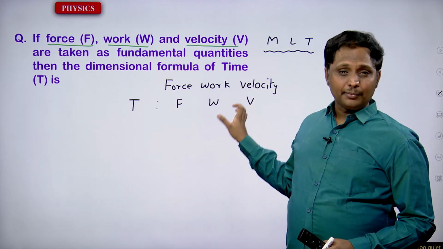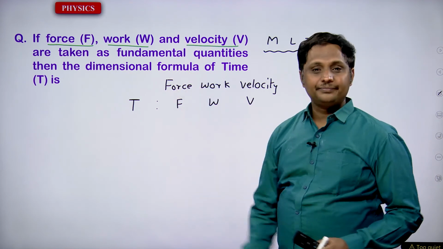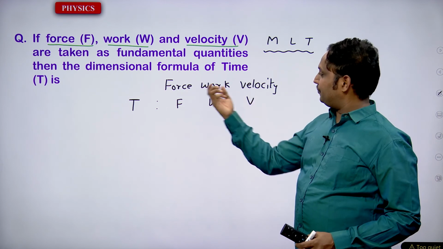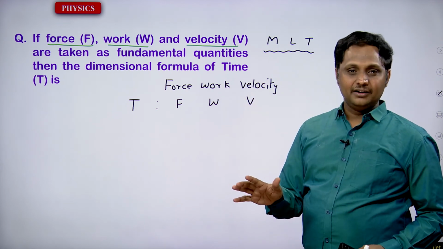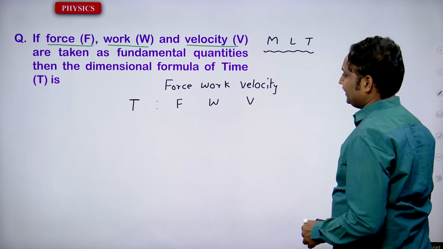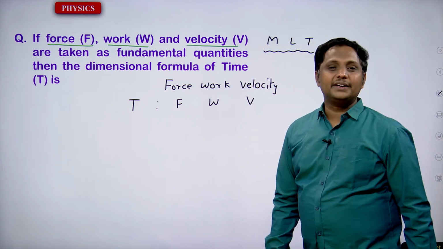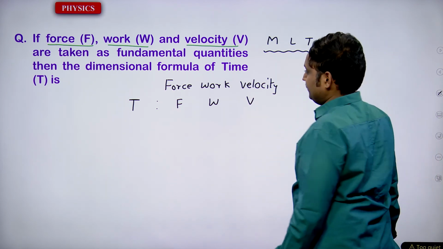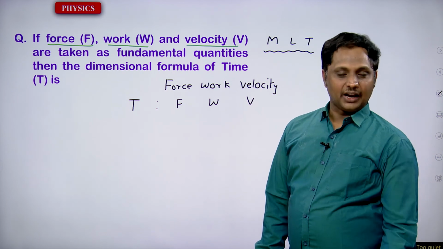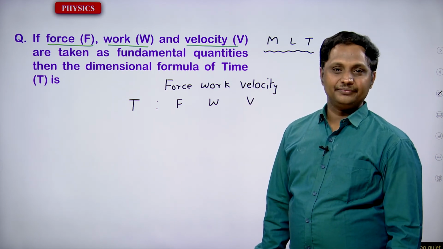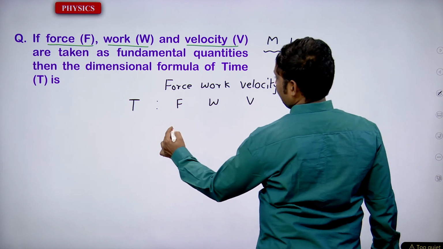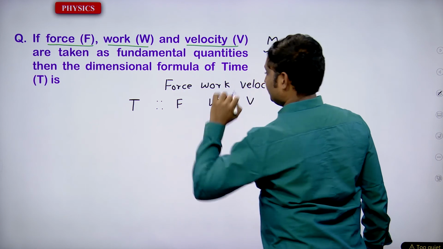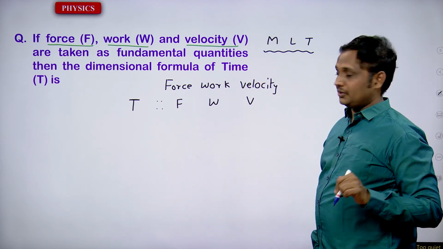what is the dimensional formula of this time? Generally, instead of MLT, we have taken force, work and velocity. You would like to know about this one, right. So you need to express time in terms of force, work and velocity. In the beginning of this class, we discussed work done, right, later we will see.